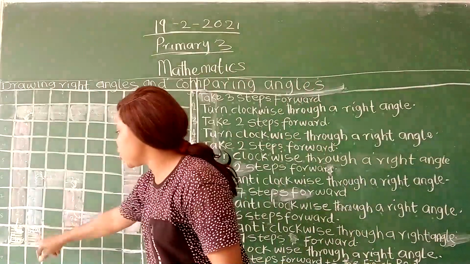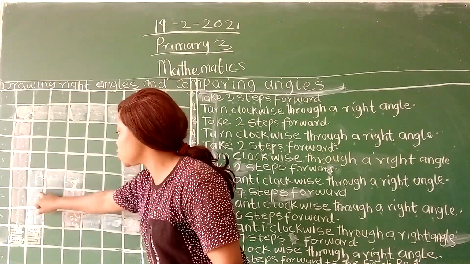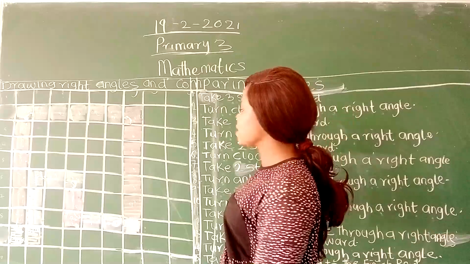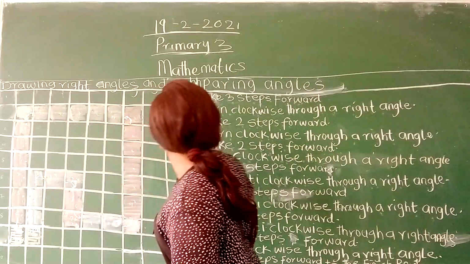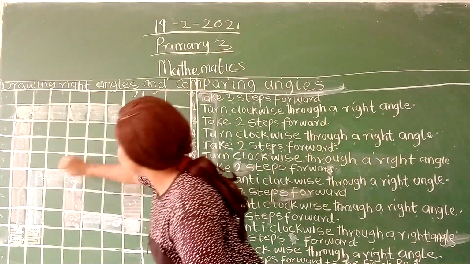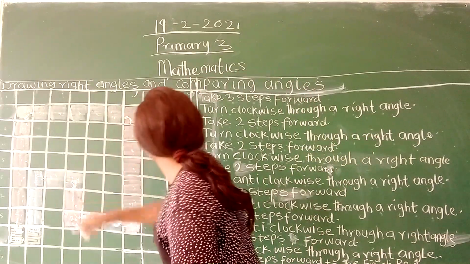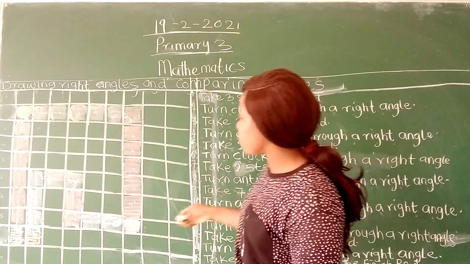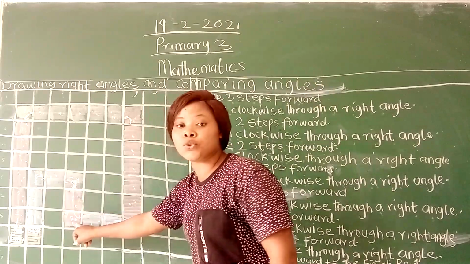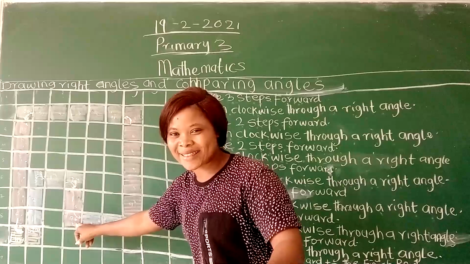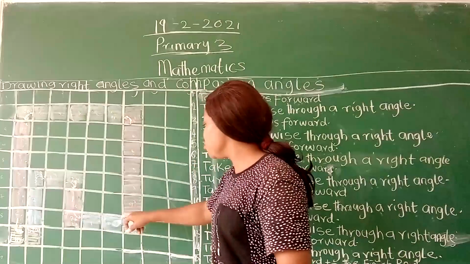Good. From your starting point, you count 3 squares: 1, 2, 3. You shade. The second one says turn anti-clockwise through a right angle. You make a turn. The fourth one says turn clockwise through a right angle. You turn, and you still shade your squares. We move to the fifth one. The fifth one says take 2 steps forward. This is 2 steps forward: 1, 2, 2 squares. The steps you are taking are in the squares. You take the steps forward, you shade, you move like that.